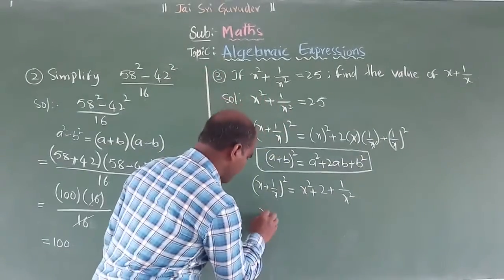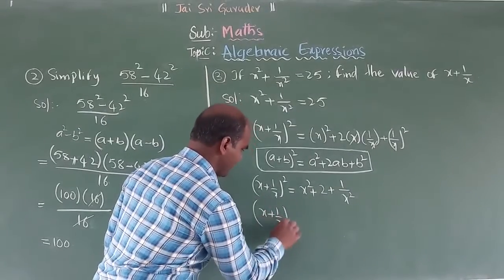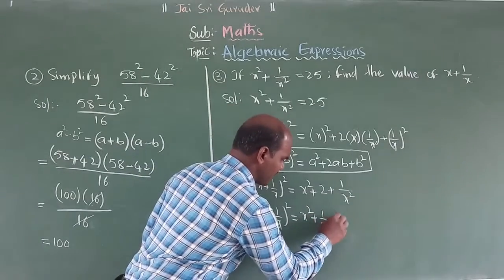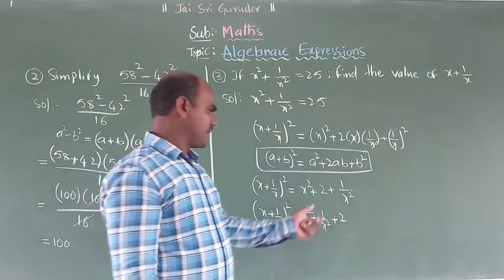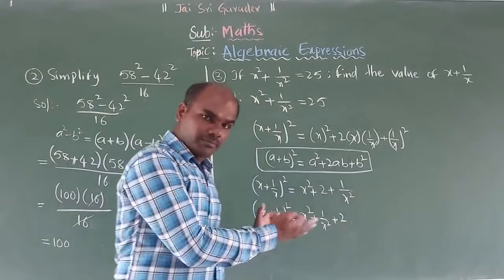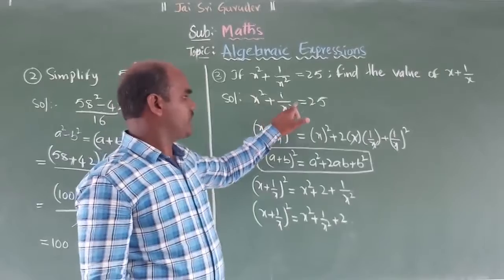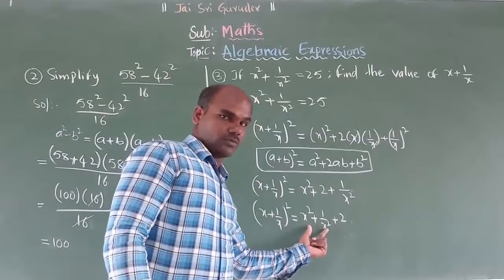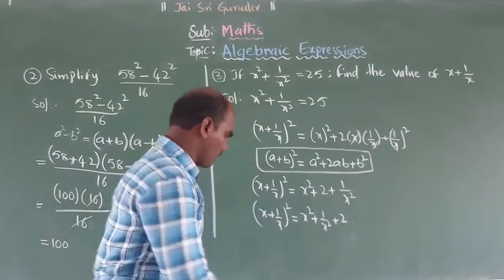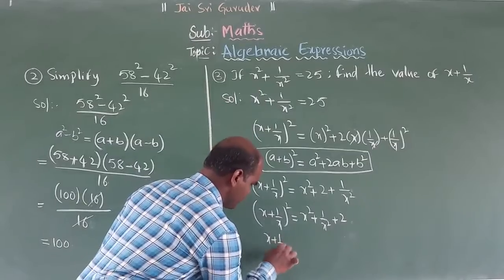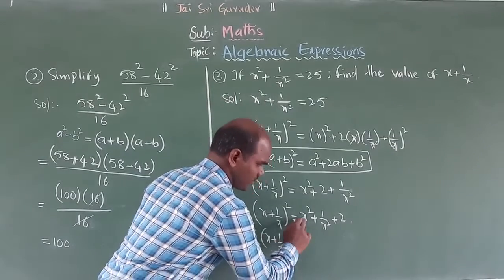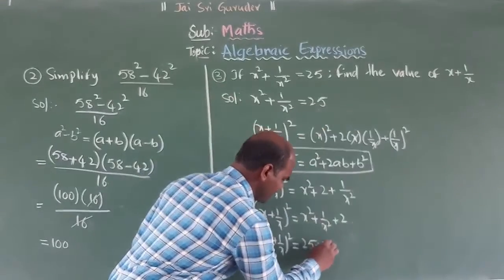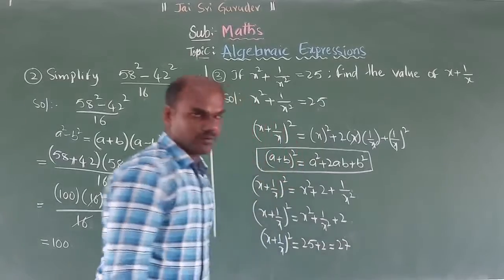So (x plus 1 by x) whole square is equal to x square plus 1 by x square plus 2. I write x square plus 1 by x square as one place, because we know the value of x square plus 1 by x square. Yes or no, children? So that's why I am writing it as one place, plus 2. So (x plus 1 by x) whole square is equal to x square plus 1 by x square value, how much do we have? 25. That is 25 plus 2 is equal to 27.